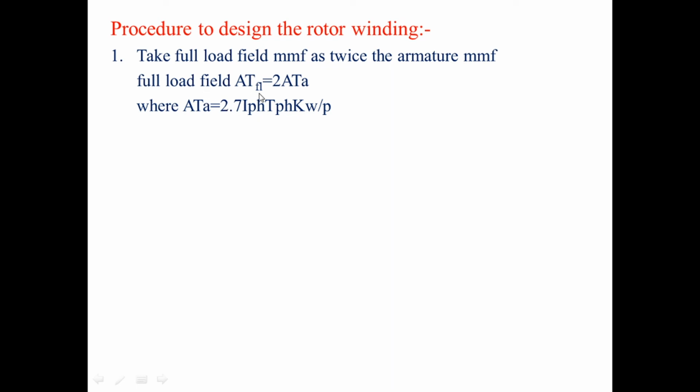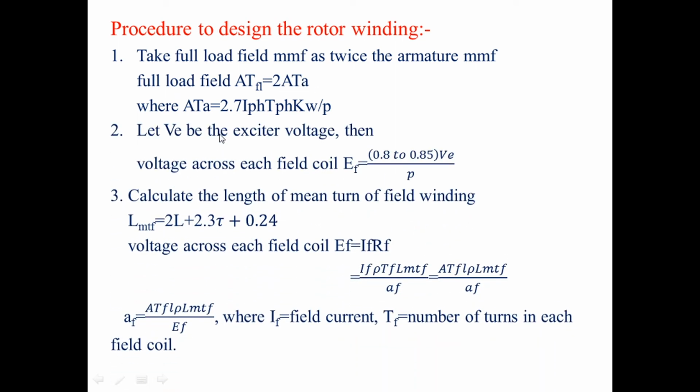So the full load field MMF in a turbo alternator, ATFL, is equal to 2 into ATA. Let V be the exciter voltage given to the field winding. Then the voltage across each field coil, EF, is given by 0.8 to 0.85, that is 80 to 85% of the exciter voltage, divided by P, that is the number of poles.